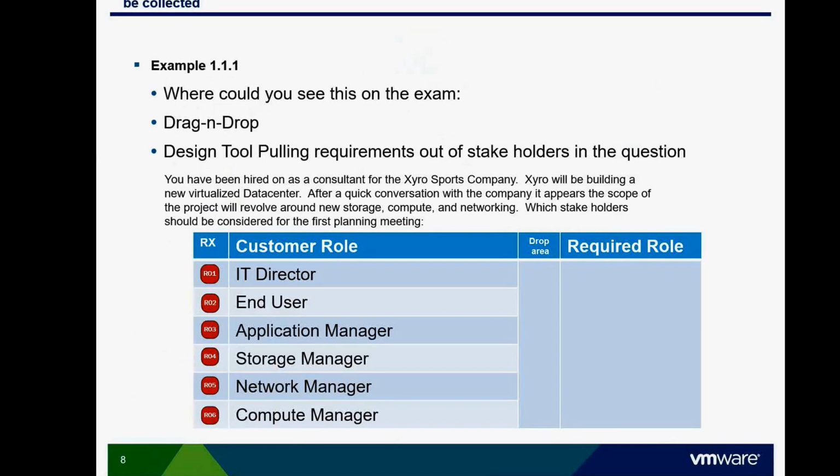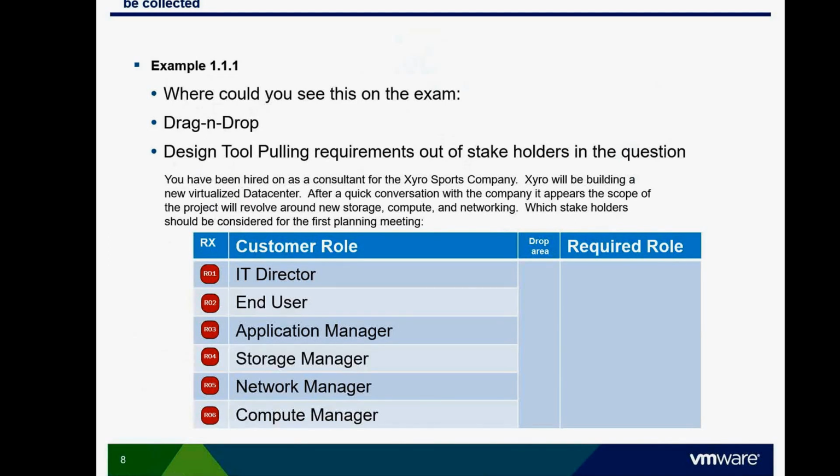How that works is, in a drag and drop scenario, they might have a question where they're going to ask you things like pull out the required roles that you need to talk to, or these users or these specific roles have requirements, and that will play into later chapters. Like when we get into the requirements, constraints, assumptions, and risks, these roles marry together with those, and that's what you'll see questions around. They're going to be looking at which roles you should talk to and how you pull the requirements out of them. So this is a very basic question.